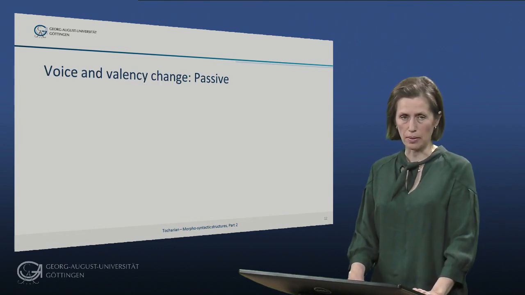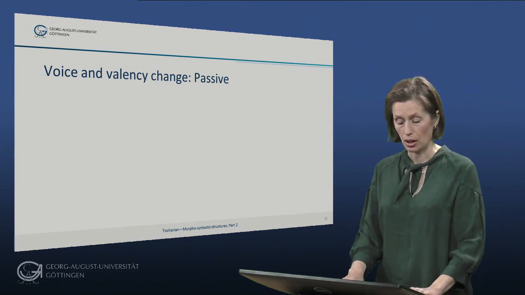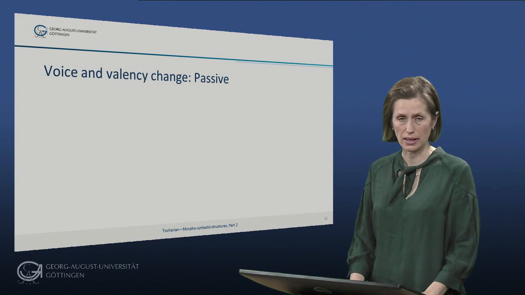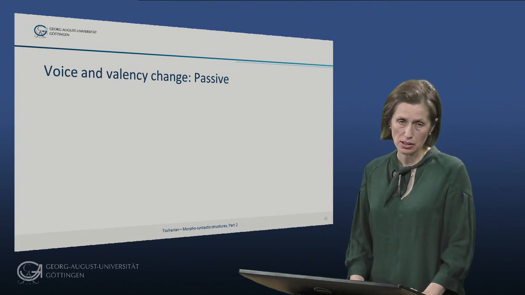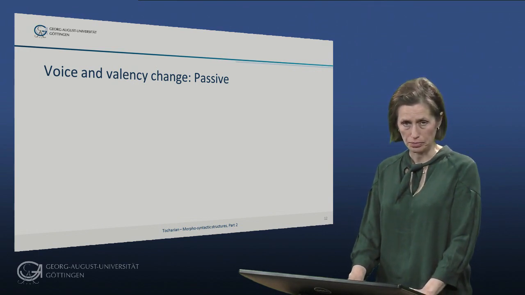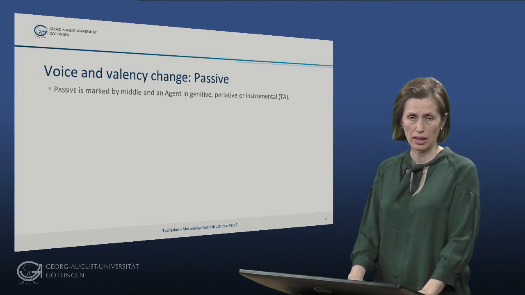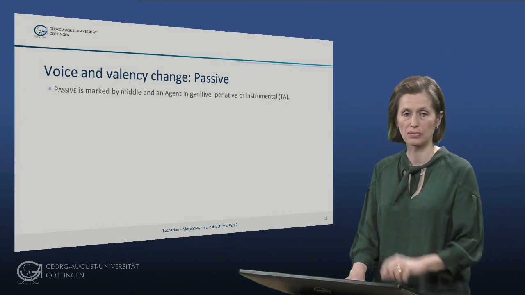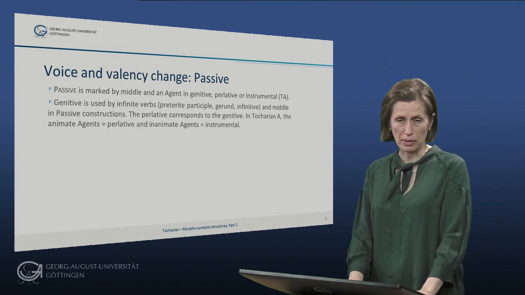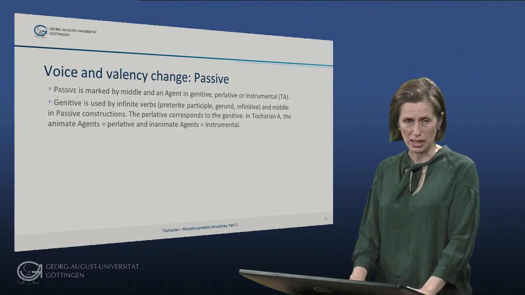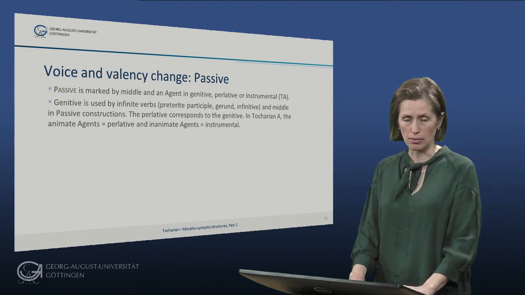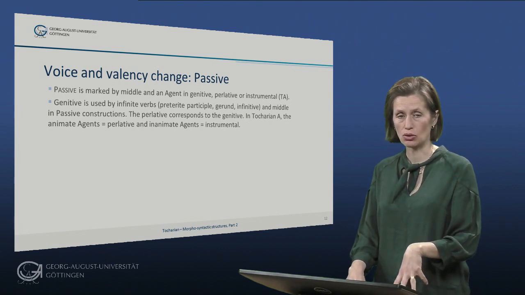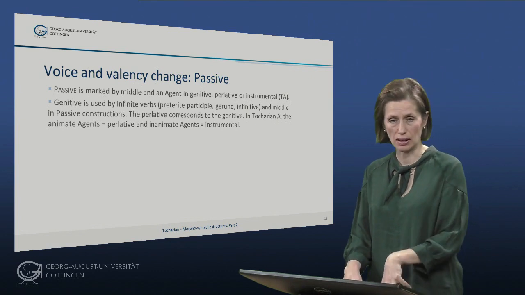Now we'll move over to voice and valency change, and specifically we'll start with the passive. And as you have seen in the morphology lesson, Tocharian has a set of endings that mark middle passive. And these are used to form a passive construction. So, passive is marked by a middle passive ending and an agent which is in genitive, perlative, or in the instrumental, but only in Tocharian A, because Tocharian B doesn't have an instrumental case. The genitive is mainly used by infinitive verbs, and middle is used in passive constructions. So the perlative corresponds to the genitive, and in Tocharian A the animate agents have perlative and inanimate have the instrumental case.